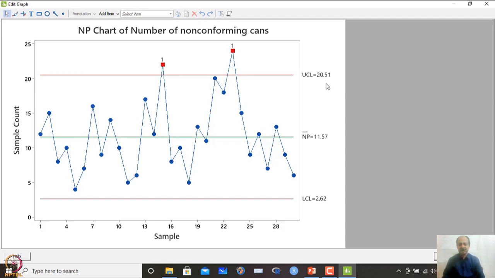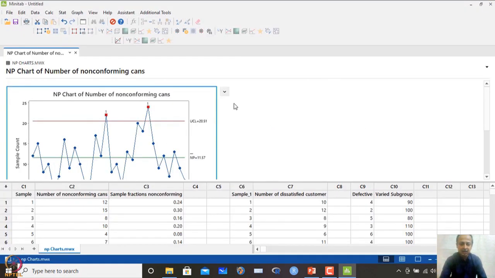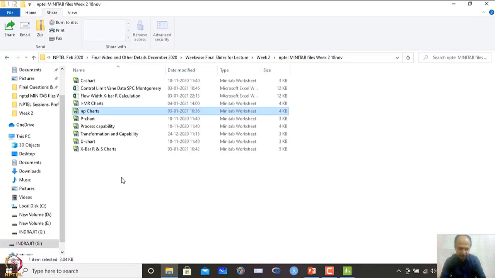On average I am getting 11 defective items, and the lower limit is around 2. Here we can see two abnormal scenarios coming up. It becomes easier for the operator to understand this type of representation of the data. Otherwise, P and NP charts are both used for defectives, so you can use either one. The only difference is that there can be variable sample sizes, so it can also vary.